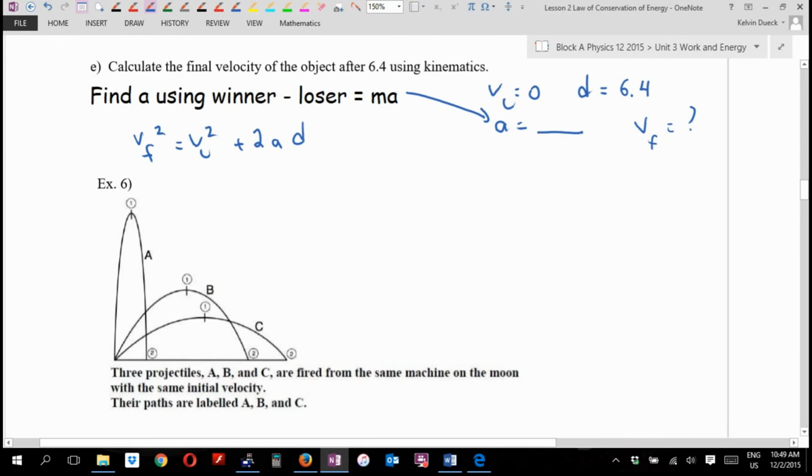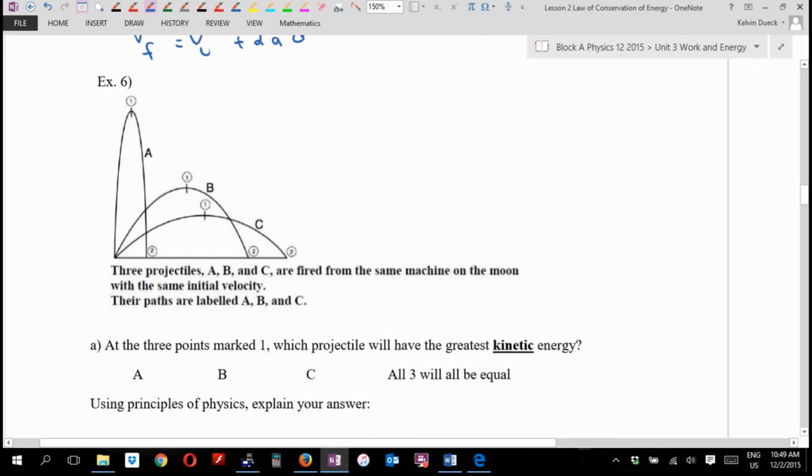Example 6. Little thought experiment here. Oh, we get to vote. We haven't voted for a while. Three projectiles, A, B, and C, are fired from the same machine on the moon. Why on the moon? I don't want to have air resistance. So you can pretend if you want from the Earth with no air resistance, or on the moon, which actually has no air resistance. With the same initial velocity, we should underline this.